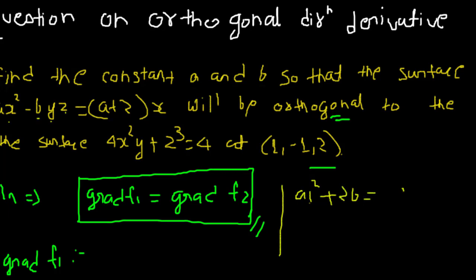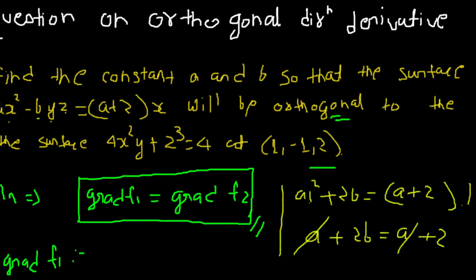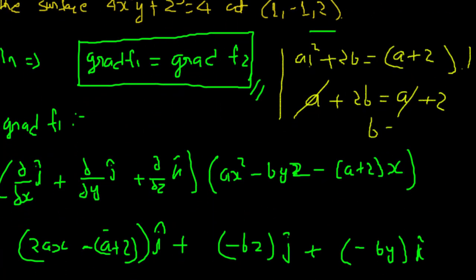A plus b and a plus 2 into 1. Okay, so let's just do it. A plus 2b equals a plus 2. This will be cancelled out and the value of b will be 1. So the value of b is 1, which is our answer.